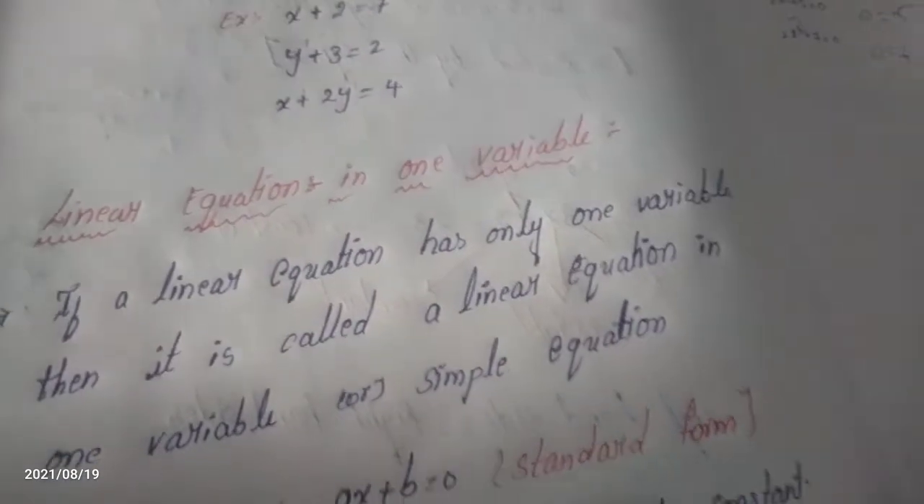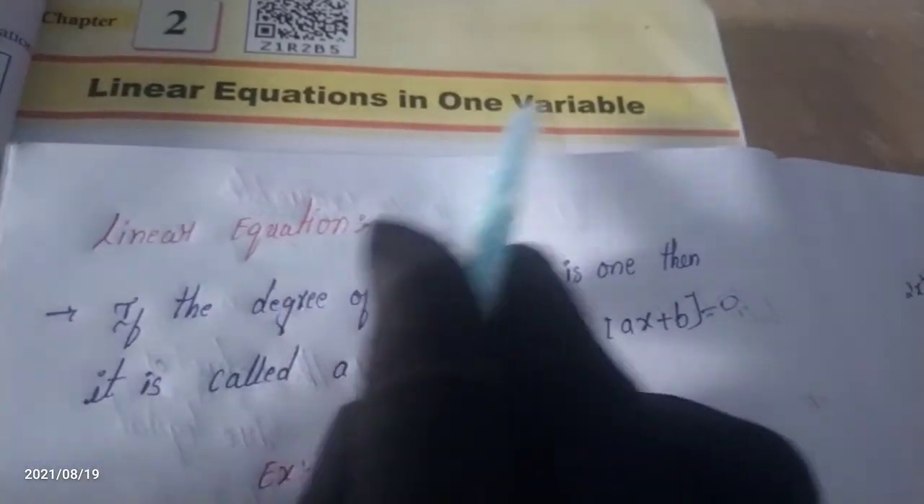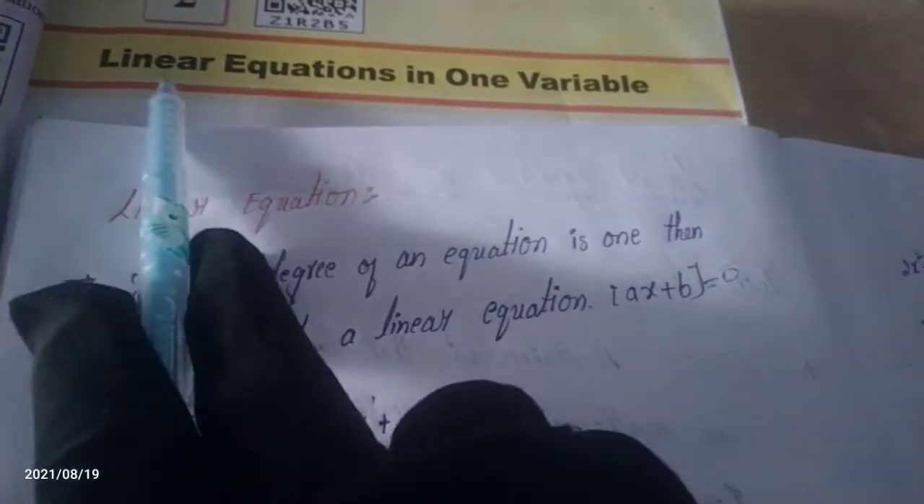I hope you understand the statement of our chapter. What is our chapter name? Linear equation in one variable. We have learned what an equation is, and also we know about the linear equation.